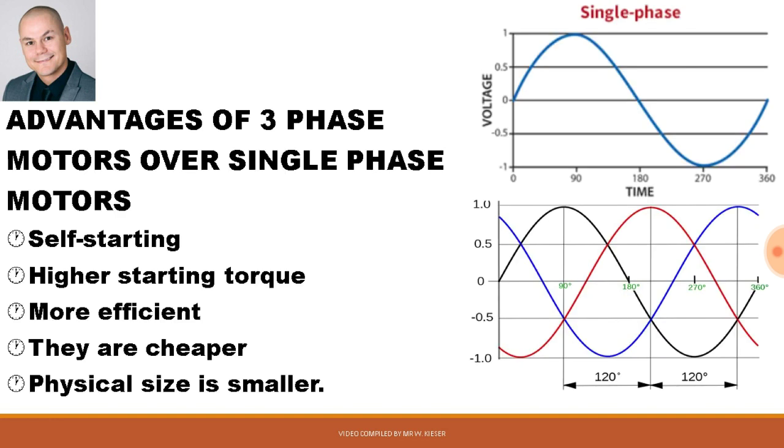What are the advantages of three-phase motors over single-phase motors? If we look at the illustrations, just to remind us of the difference between single-phase and three-phase: for single-phase, there's only one sine wave, and for three-phase, we have three sine waves, and those sine waves are 120 degrees apart. The big advantage of a three-phase motor is that it's self-starting. It has higher starting torque, it is more efficient, it is cheaper, and it is smaller in physical size.